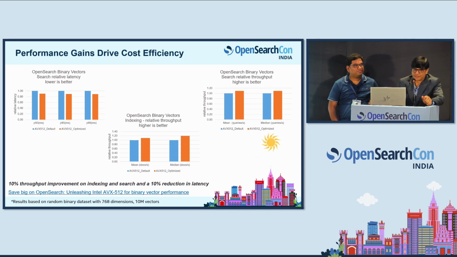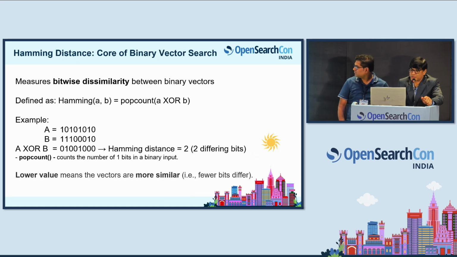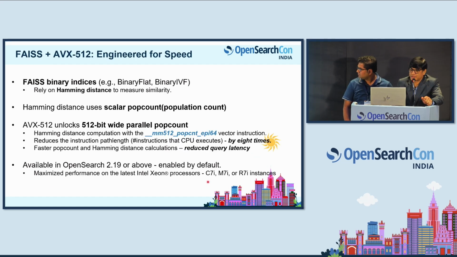So I talked about these instances. These are Intel's latest 4th gen Xeon processors, and you can use those instances to avail of the AVX-512 optimization.